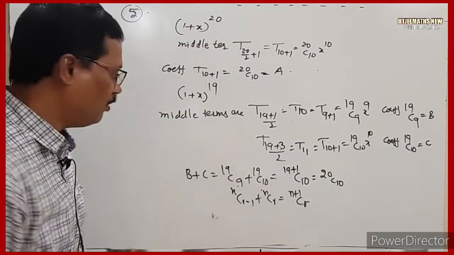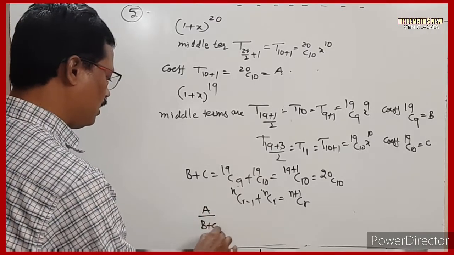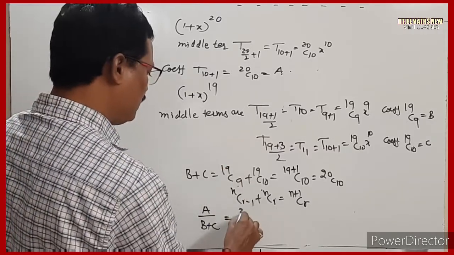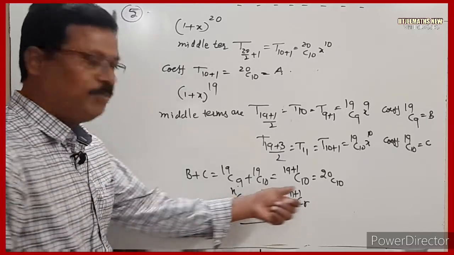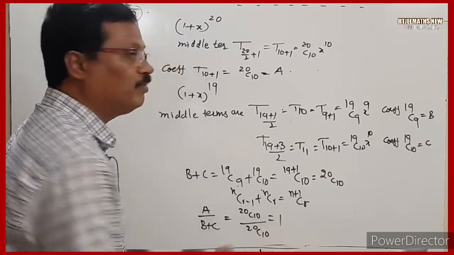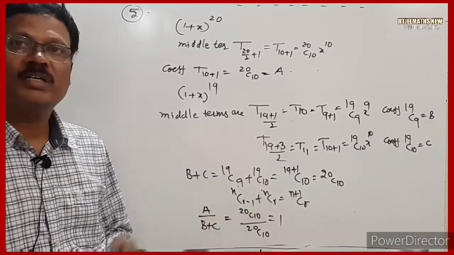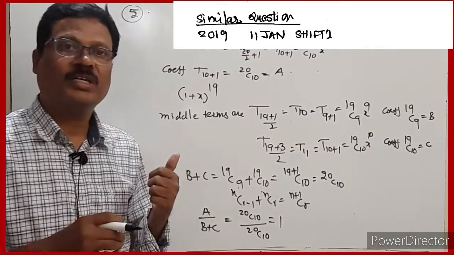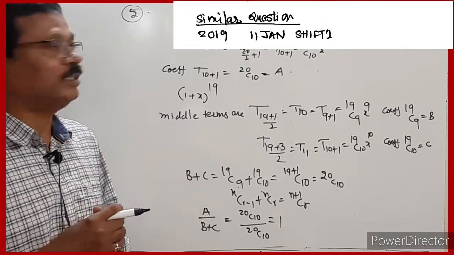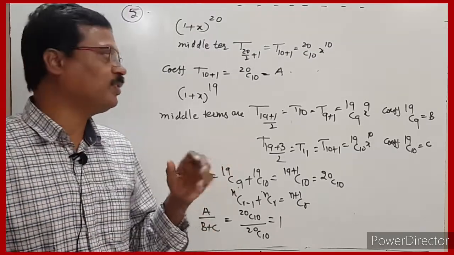What are they asking in this problem? They are asking A by (B plus C). What is A? 20C10. What is B plus C? That is also 20C10. Therefore, this is equal to 1, we got. Therefore, among the 4 options they have given, this is the answer. In the 2019 11th January shift 1, one similar question was repeated like this. That's why this type of question depends upon the coefficients they are giving.